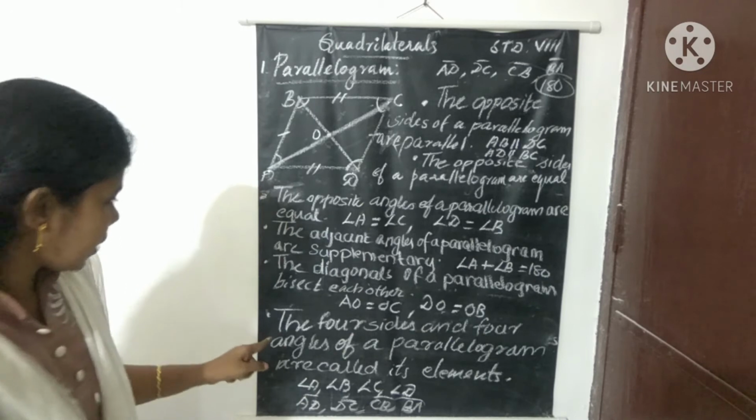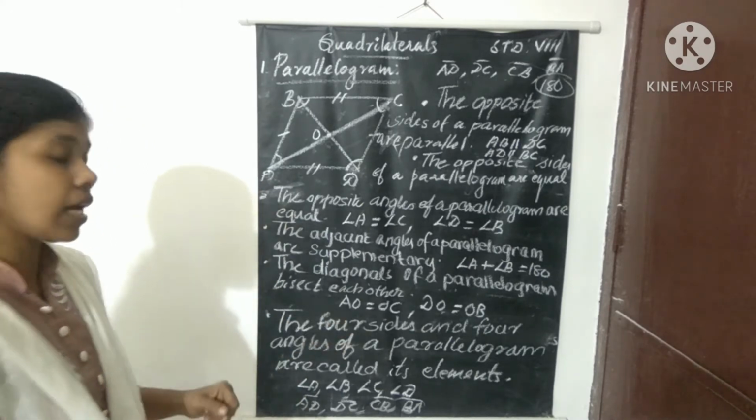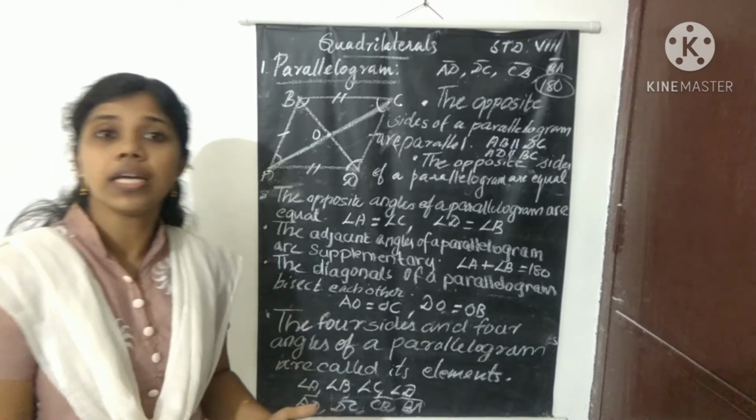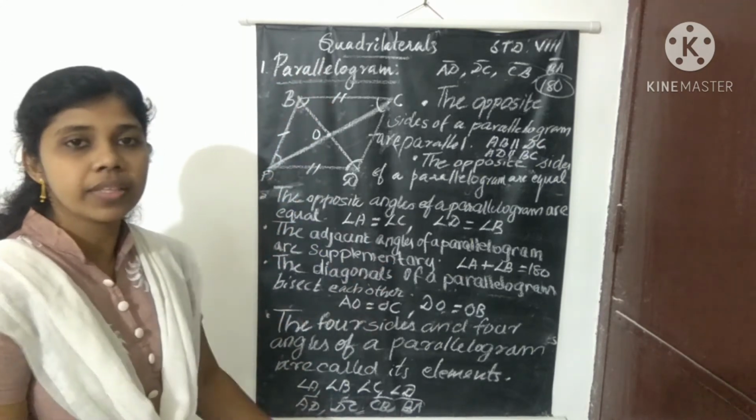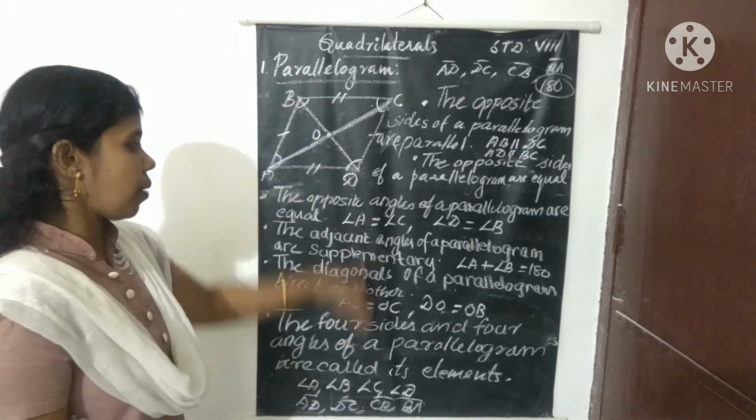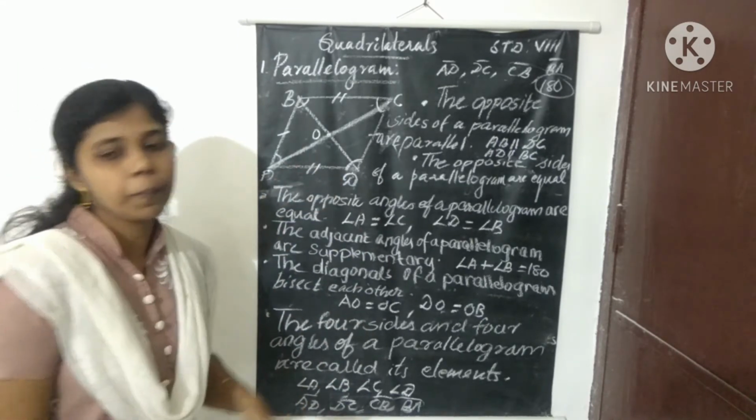Next, the four sides and four angles are called elements of the parallelogram. All of you understood? Write all these properties with this figure.